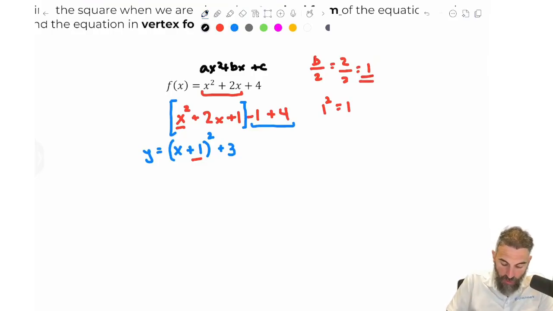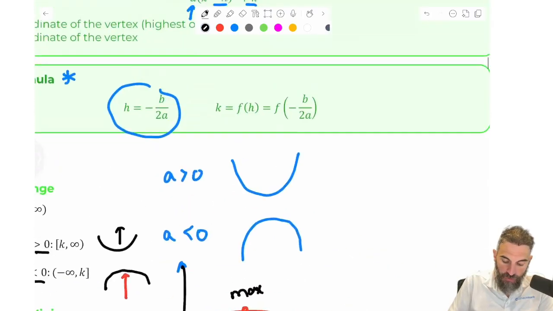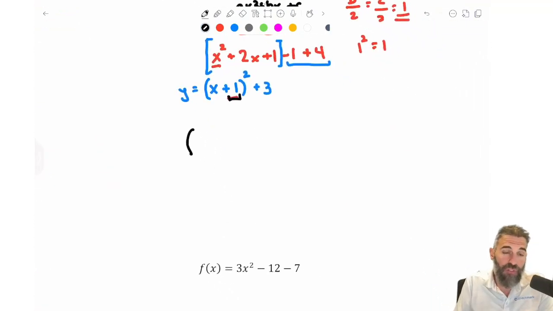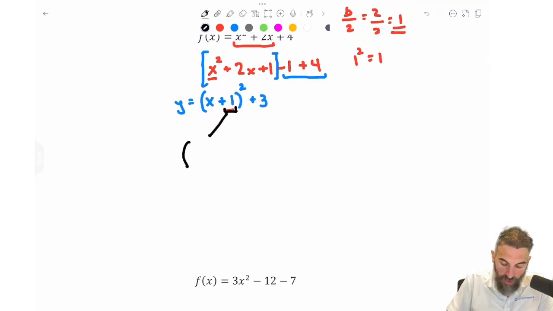And if you want to find the vertex, you take this number here. But you want to be careful. Remember that the vertex form says minus h. So whatever the sign is inside the bracket, the vertex is actually the opposite sign. So your x-coordinate is -1. And then the y-coordinate of the vertex, you just take whatever number you have out there. So this would be the vertex.